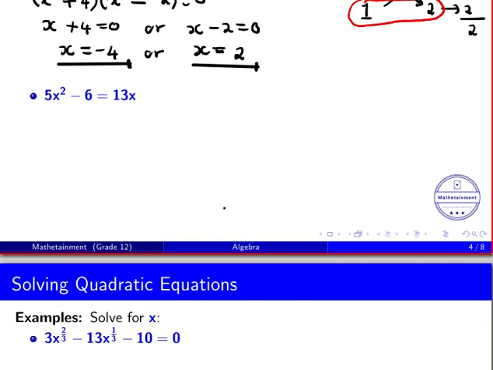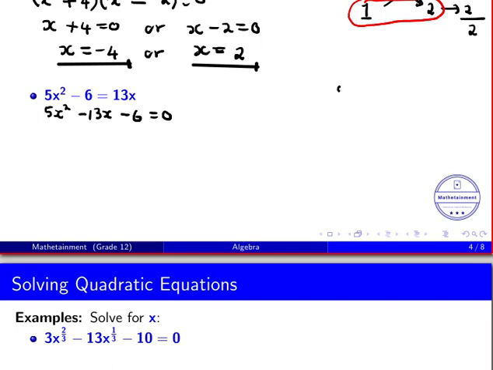This one is 5x squared minus 6 equal to 13x. Is this in standard form? It doesn't look like it's in standard form. So let us put it in standard form. We have 5x squared minus 13x minus 6 equal to 0. Now it's in standard form. And if we want to factorize the part on the left-hand side, that expression there, it's a trinomial. Hence, we want to employ the trial and error method to factorize that.